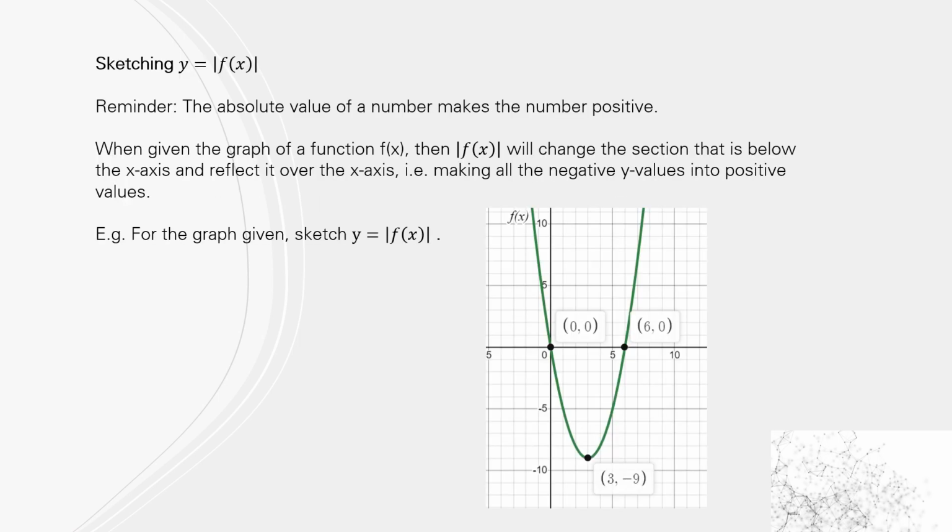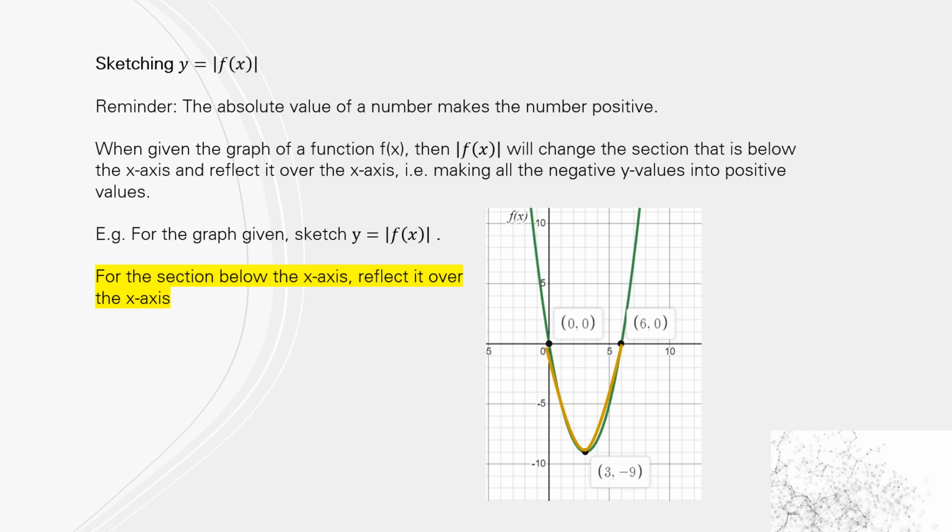So the first one, when we're doing the absolute value of the function. A reminder, absolute value of a number makes a number positive. So when you're given a graph and you want to find the absolute value of the function, it will change the section that is below the x-axis and reflect it over the x-axis. That is, we make all the negative y values into positive values. So we're going to look at sketching y equals the absolute value of the function for this graph here.